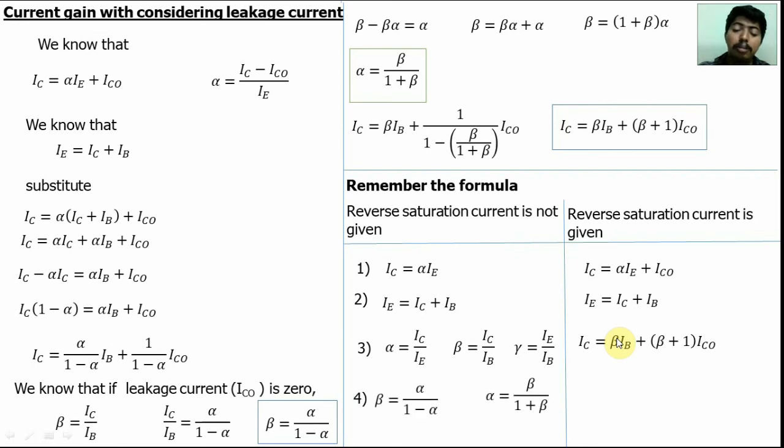Fourth one, the alpha beta relation. Beta is equal to alpha by 1 minus alpha. Alpha is equal to beta by 1 plus beta. This is applicable for both cases. These are all the formulas you should remember.